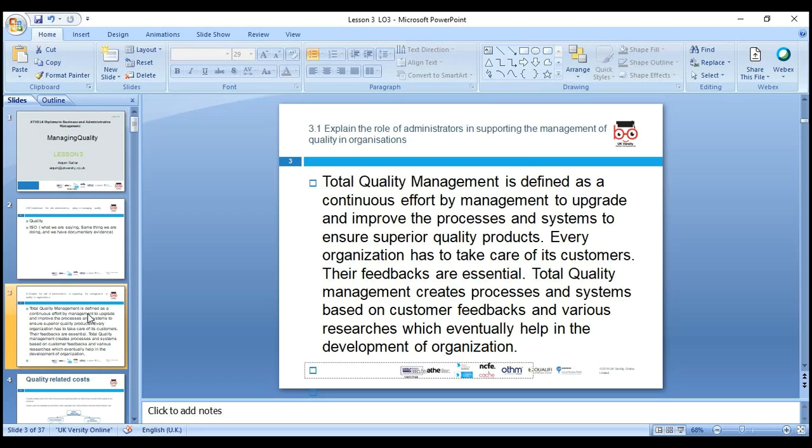It is defined as a continuous effort by management to upgrade and improve the processes. Continuous, it's never stopped. Suppose we are a hotel or restaurant delivering food. Last time our customer satisfaction was 80%. Next time we'll do a survey and we wish it to be improved, and then we'll carry on improving. So our satisfaction level is continuous.